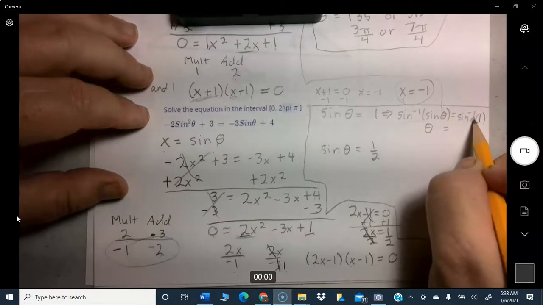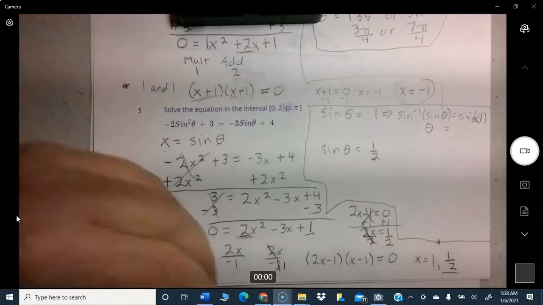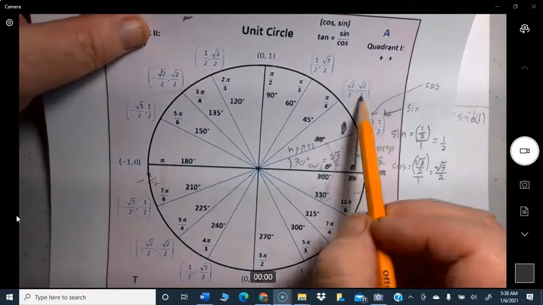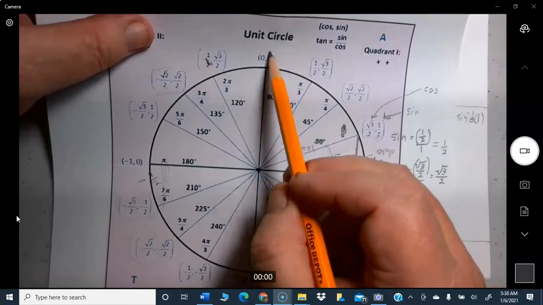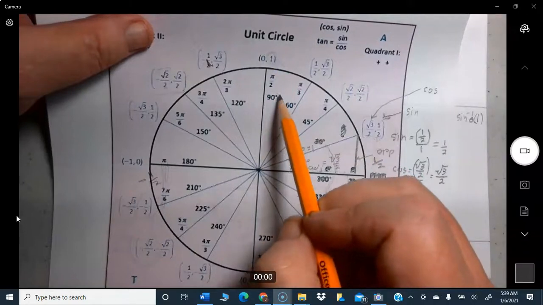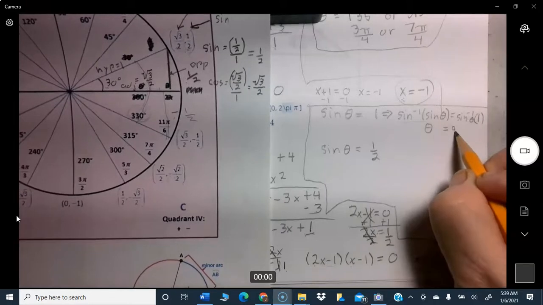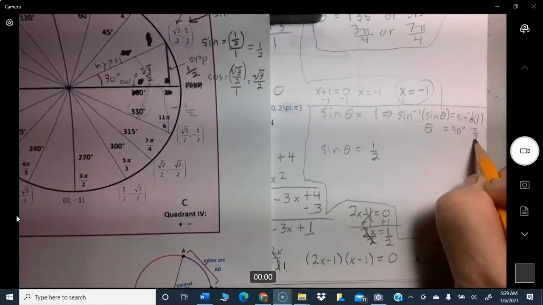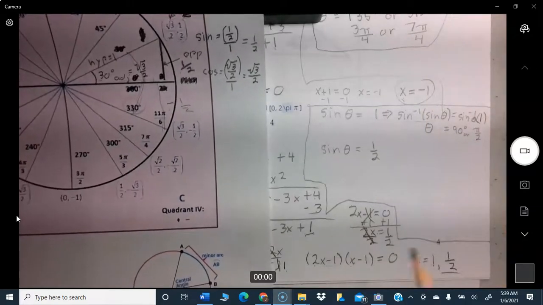So where is the sine of theta equal 1? At what angle? Okay, and if you look around your unit circle, remember the second number in these pairs is the sine. And the only place that happens where the sine of theta is 1 is right here at 90 degrees or pi over 2. So that's your answer for this one. 90 degrees or pi over 2. And this is theta.